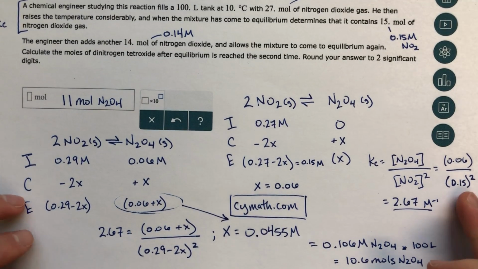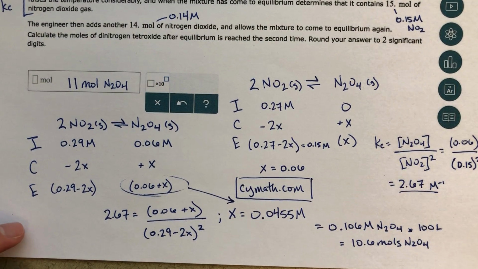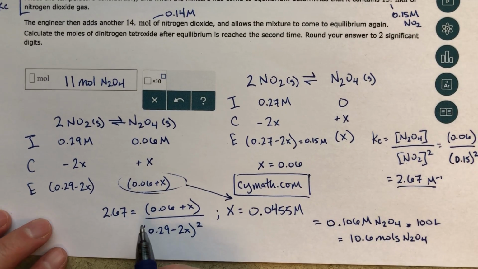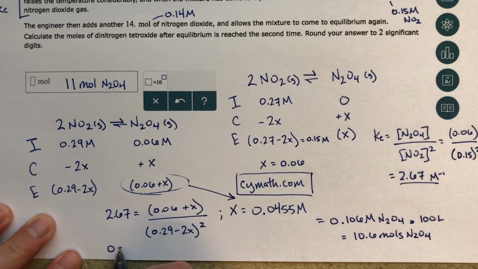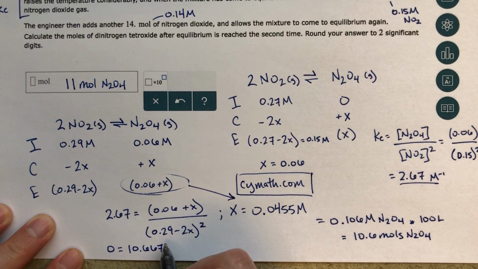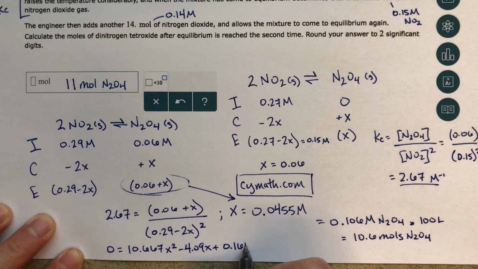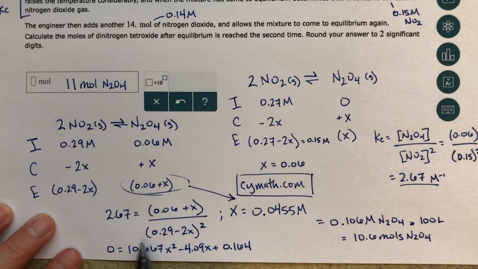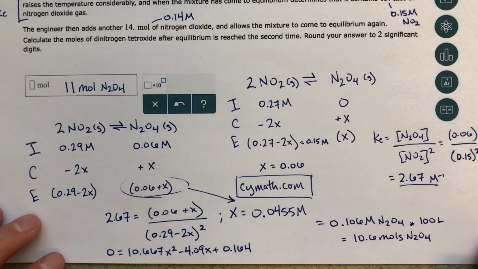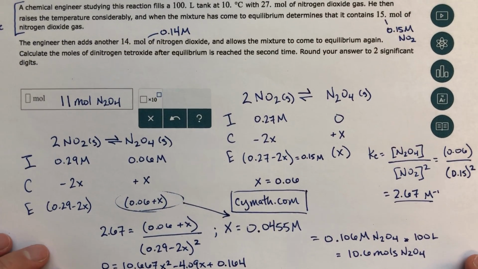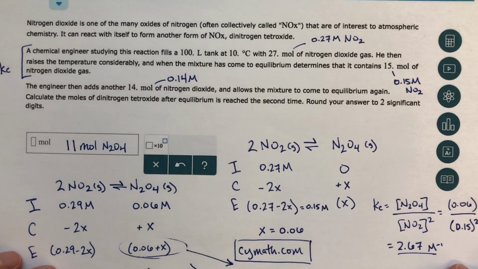I will throw in here what you should end up with if you rearrange this. You should end up with 0 equals 10.667x squared minus 4.09x plus 0.164. This is what it should simplify to, and then you would use this with the quadratic formula, which again, you should be able to do as well. All right, cheers.